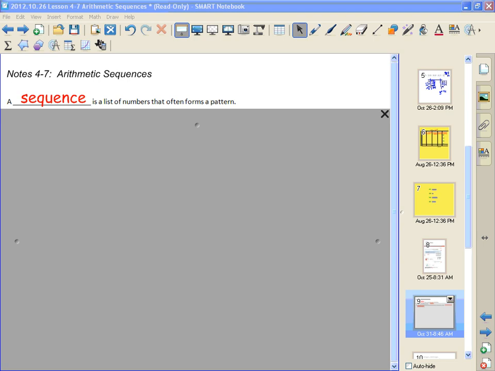Okay, the first word that you need to write down is sequence. And a sequence is a list of numbers that often forms a pattern.